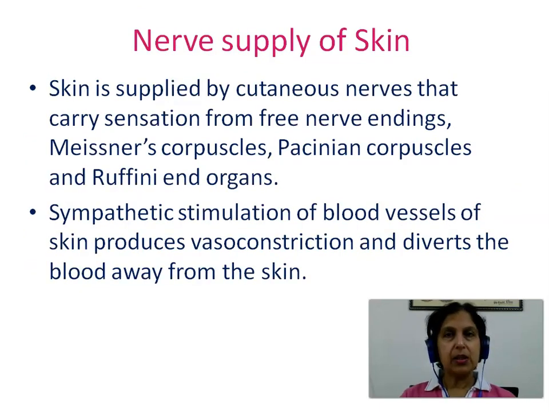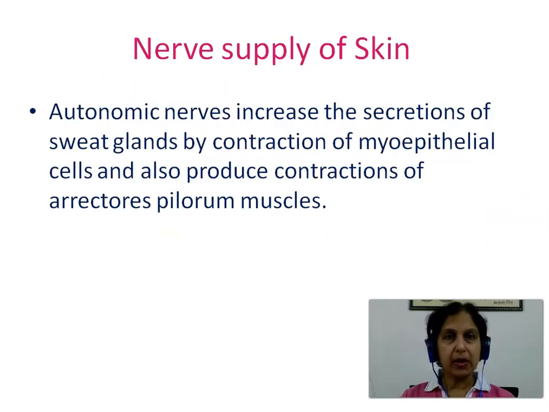Let us now study the nerve supply of skin. Skin is supplied by cutaneous nerves that carry sensation from three nerve endings: Meissner's corpuscles, Pacinian corpuscles, and Ruffini's end organs. Sympathetic stimulation of blood vessels of skin produces vasoconstriction and diverts the blood away from the skin. Autonomic nerves increase the secretions of sweat glands by contraction of myoepithelial cells and also produce contractions of the arrector pili muscles.